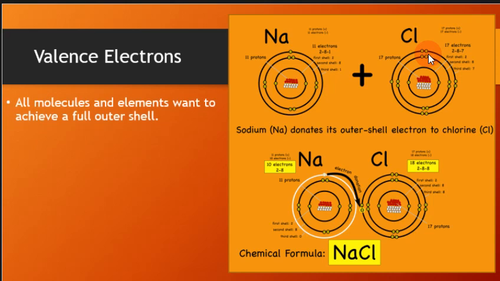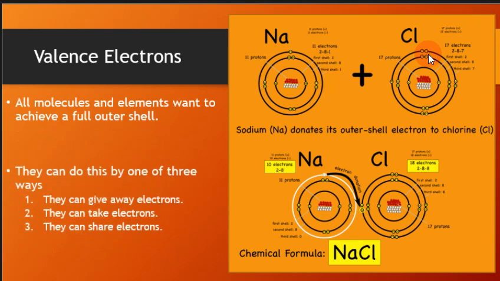Okay, so all molecules and elements want to achieve a full outer shell so they look like a noble gas. They can do this in one of three ways. They can give away electrons like sodium did. They can take electrons like chlorine did. Or they can share electrons. That's what happens with H2O. That's called a covalent bond.